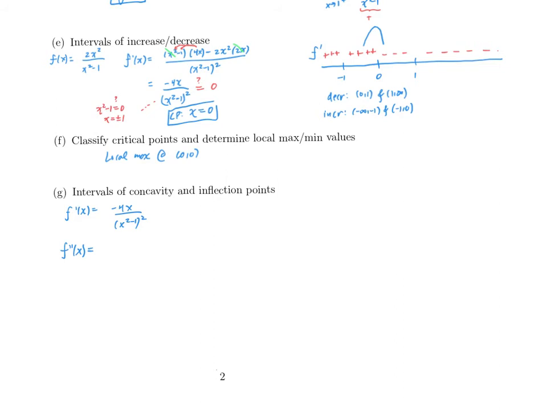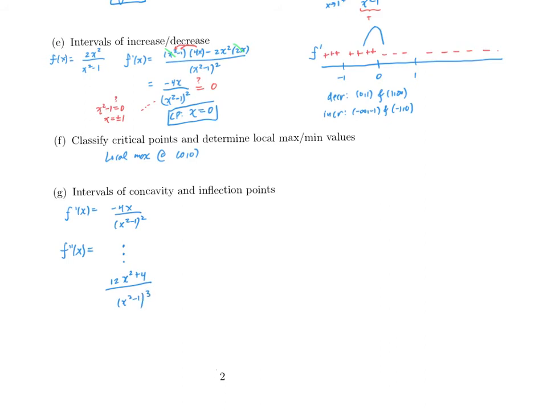And hopefully you've found the second derivative. I'm going to leave a little bit of the work up to you because, as you can tell, these are kind of tedious problems. What I found was, when I simplified it, I had 12x squared plus 4, all divided by the quantity x squared minus 1 cubed.